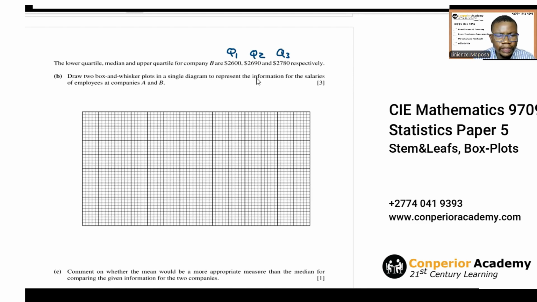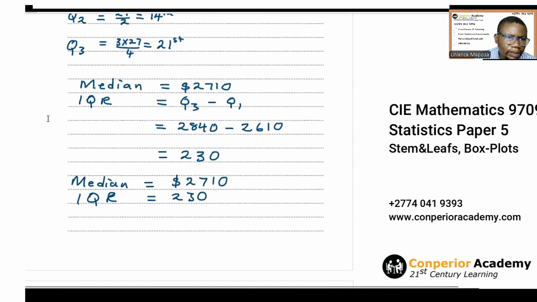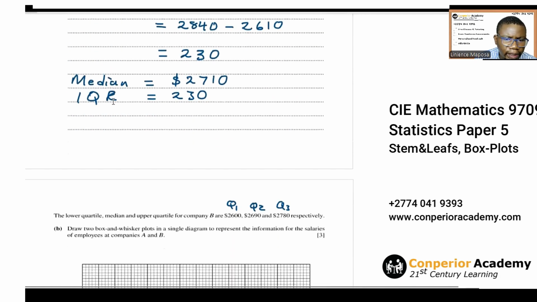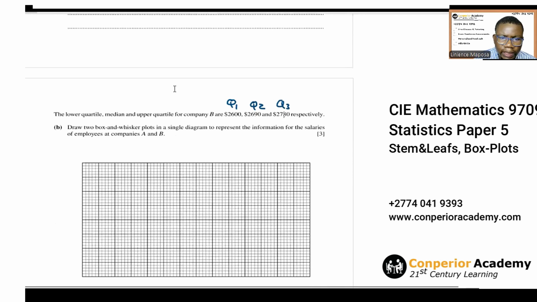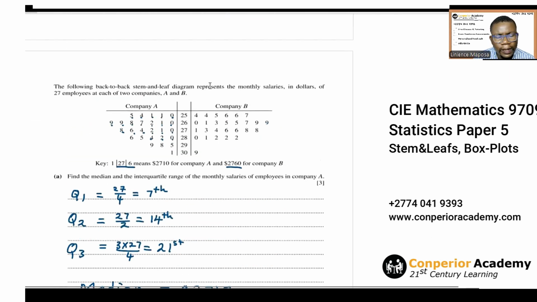But before you draw a stem and leaf diagram, you want to collect your information. We have calculated Q1, Q2, and Q3 up here for company A. So we just need those values. Q0 and Q4 can be found on the stem and leaf diagrams. Now you want to find out what is the lowest value you have. The lowest value I have is 2,500. That is the lowest value.